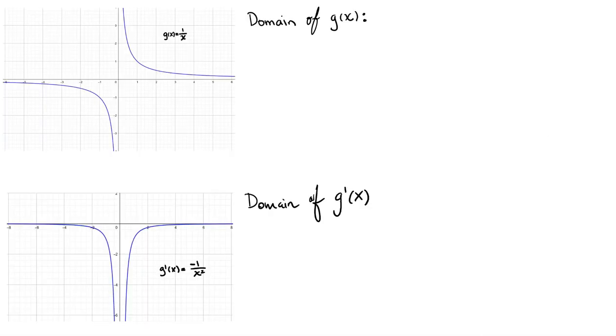Here we have the graphs of g of x equals 1 over x and its derivative. From this graph, we see that g of x domain is all values except x equals 0, and that makes sense because we know that 1 over x does not exist when the denominator is 0. And similarly, for the derivative function, -1 over x squared, it also exists at all points except when x equals 0. So its domain is also negative infinity to 0 union 0 to infinity.